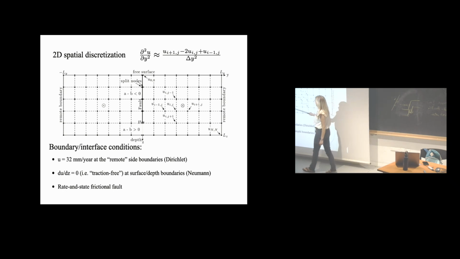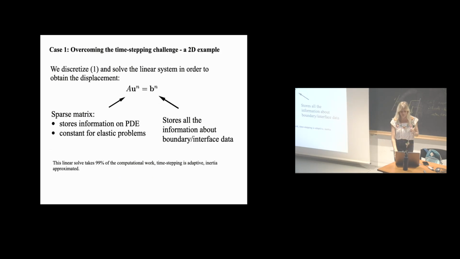We generate cycles of earthquakes by loading it at the remote boundaries at a slow plate rate. You could also load it below the fault if you wanted to, down here. And we take free surface boundary conditions on top and bottom. We load it. The fault will be frictionally locked right here until an earthquake nucleates. So, a rate and state frictional fault.